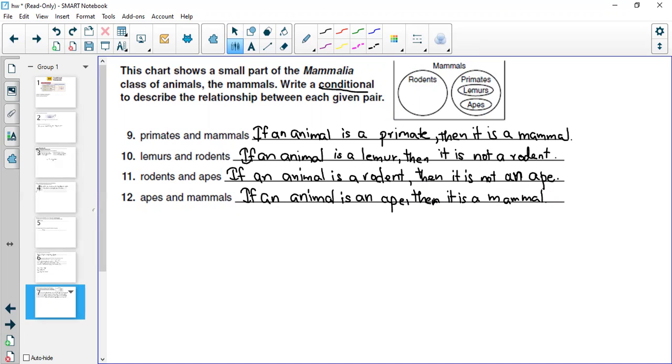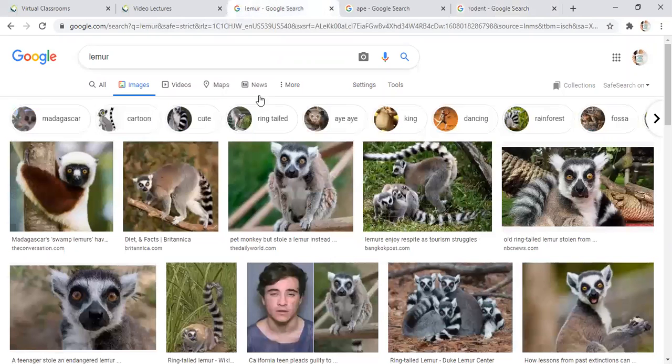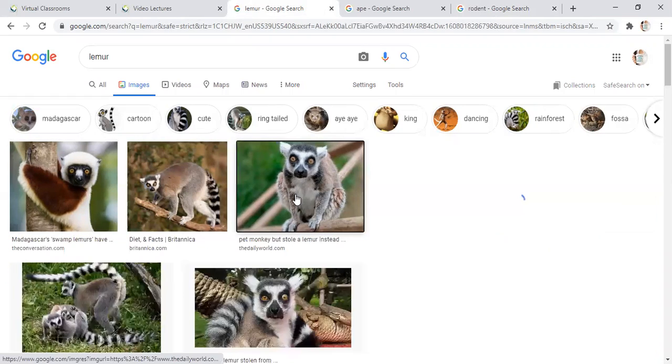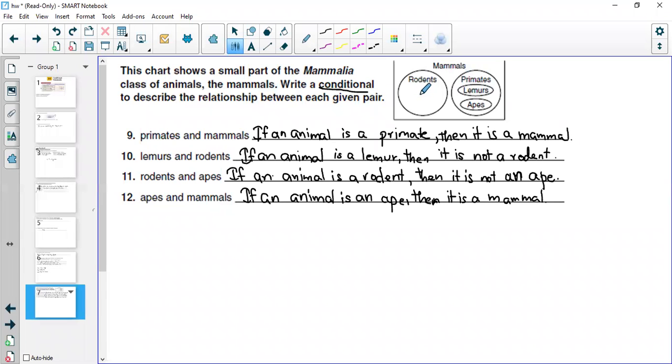I hope you know what lemurs are. I think you have studied these. So this is how you needed to write them. I just wanted to share this with you because I want you to have a clear idea of these different animals, because then the conditional statements we wrote become easier. Now, this is a lemur. It is a mammal. As you could see in the question we had, a lemur cannot be a rodent. And what is a rodent?